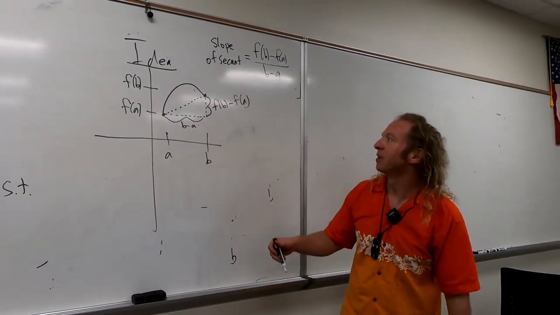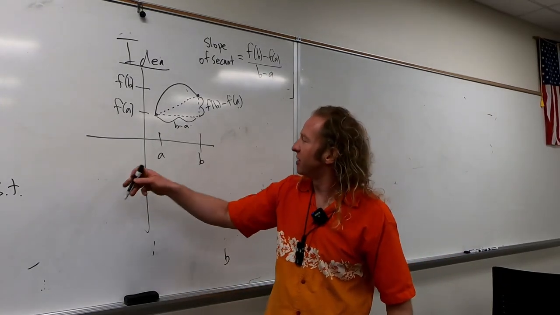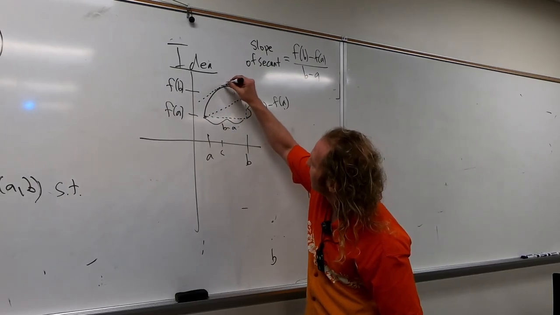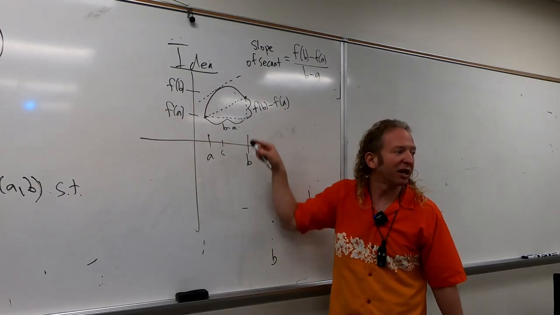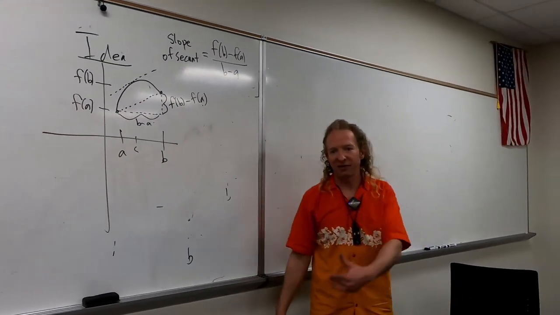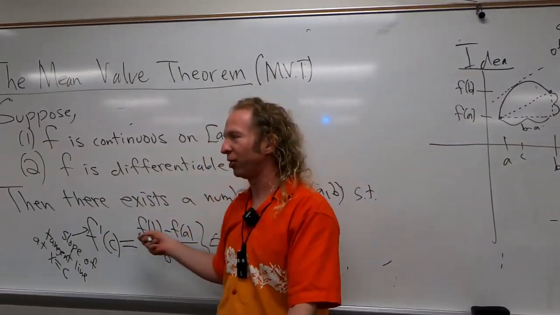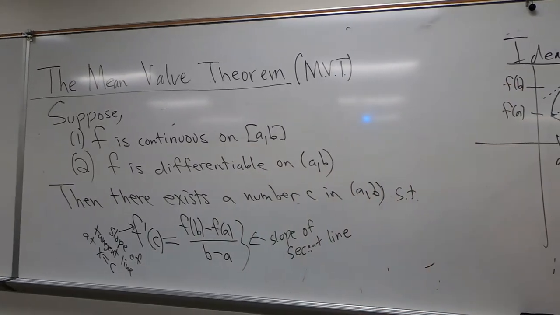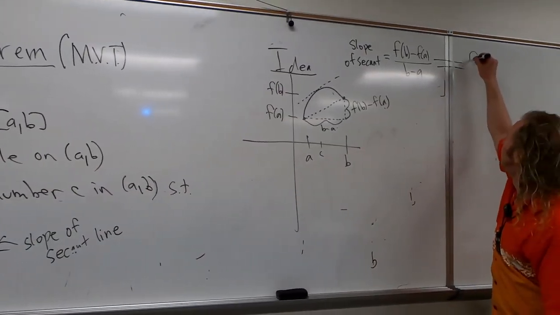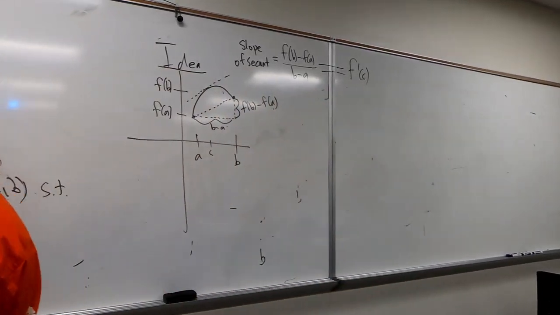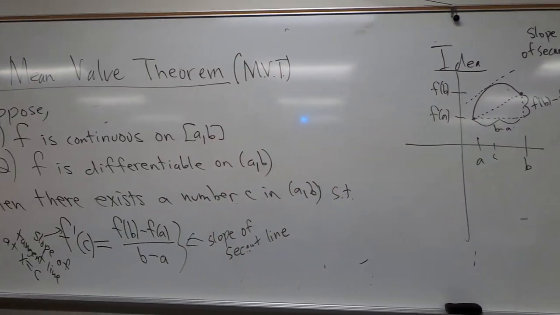That's how it's defined. And then the mean value theorem is saying there's a number c, maybe it's here, where the tangent line is parallel to the secant line. In other words, they have the same slope. So the slope of the tangent line is equal to the slope of the secant line. So that's equal to f prime of c. It's kind of cool.